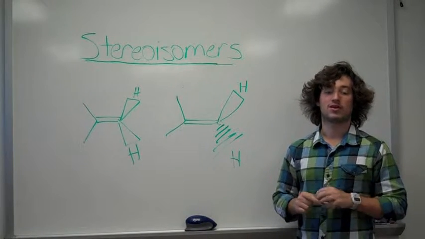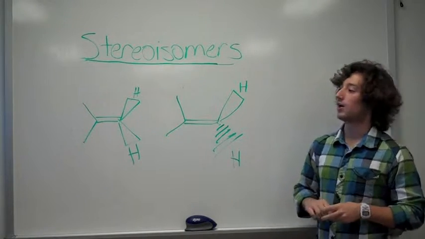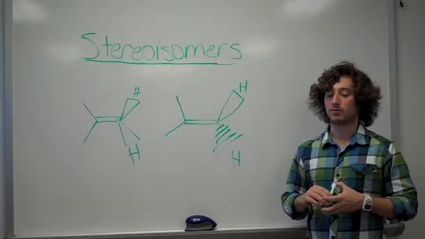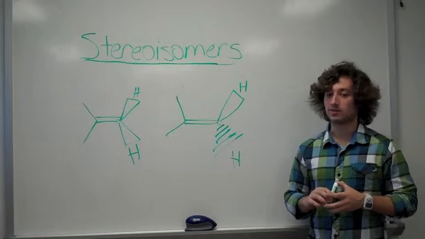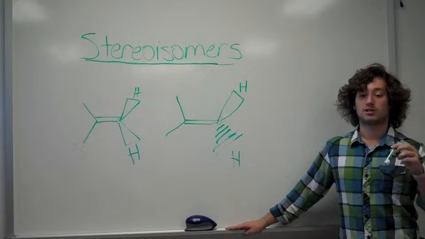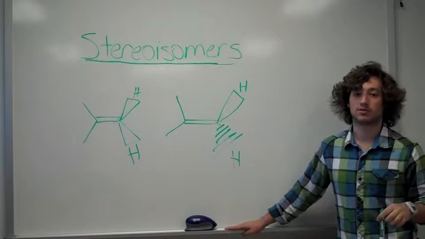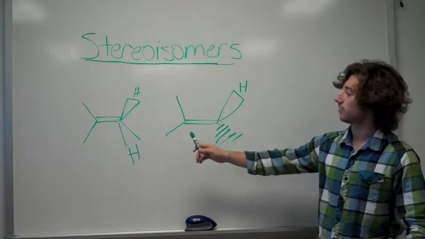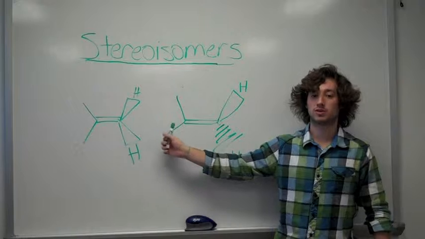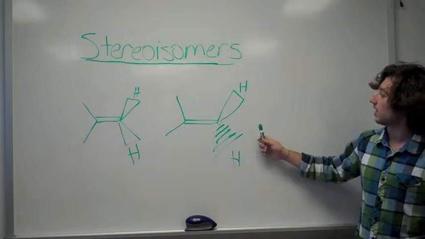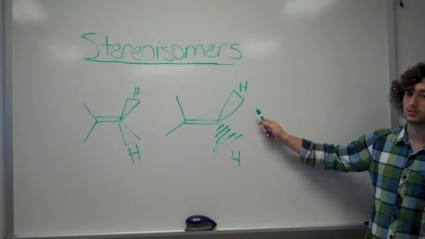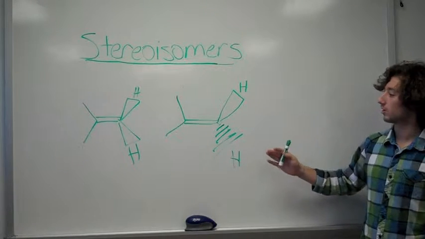Like constitutional isomers, stereoisomers have the same molecular formula, but they have the same connectivity of their atoms. The only difference is that in stereoisomers, the spatial arrangements of these atoms will differ. In this example, these two hydrogens are drawn with wedges, which means they're coming towards you out of the page. And of these two hydrogens, one is drawn in a wedge, one is drawn in a dash. The wedge means it's coming out of the page, and the dash means it's going into the page.